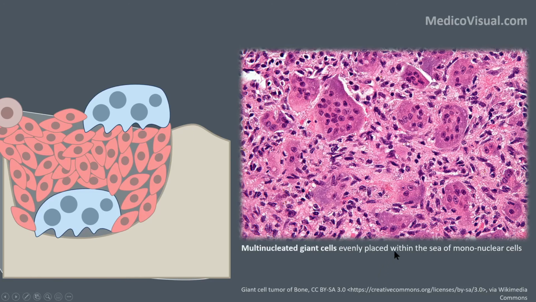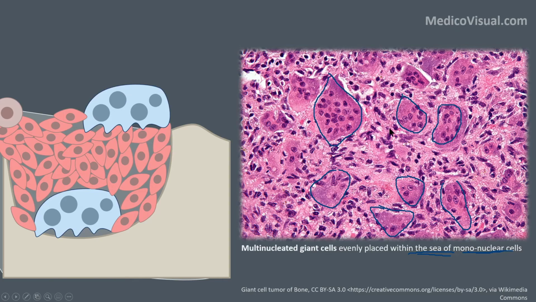Some pathologists like to use such artistic terms. They say that these multinucleated giant cells are evenly placed within a sea of mononuclear cells. Mononuclear means that they have a single nucleus, and multinucleated means that they have lots of nuclei, maybe more than 100 as well. And what are those mononuclear cells? They have single nuclei. What are these cells? These are stromal cells. These are osteoblast precursor cells, and these are actually neoplastic cells.